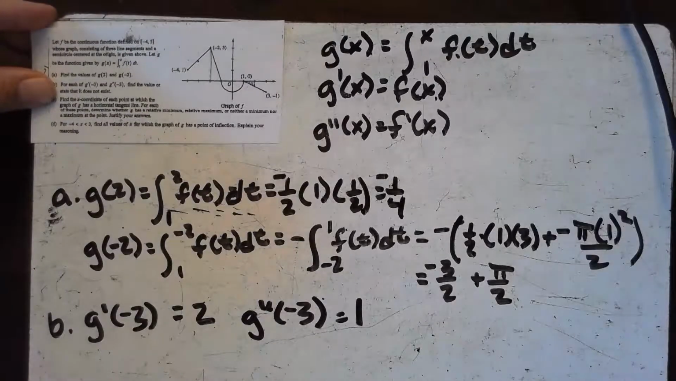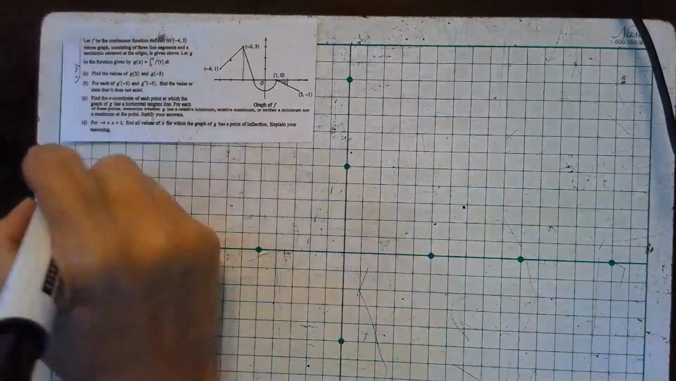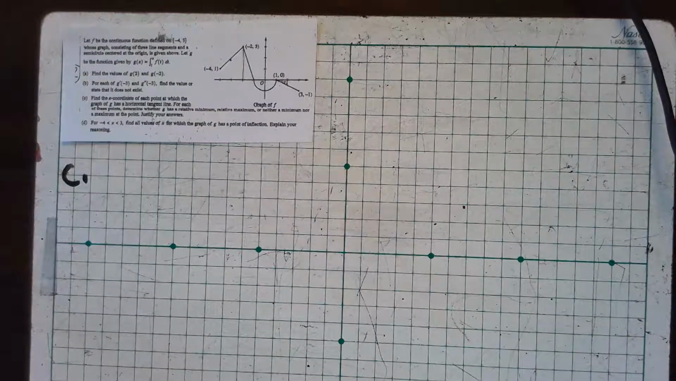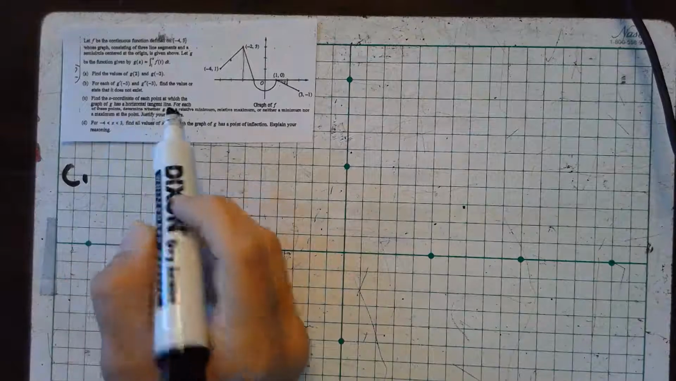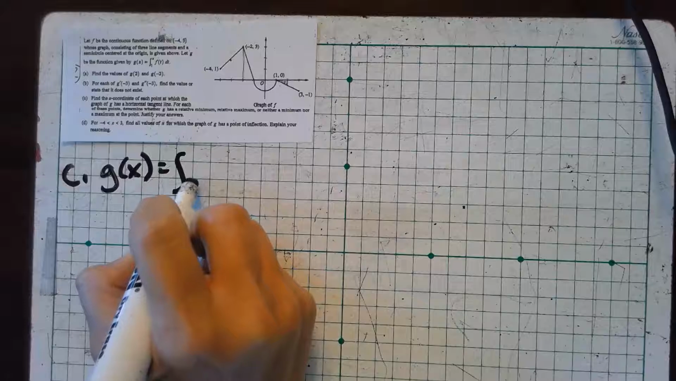Now, I'm going to flip over because I'm going to run out of room. Let's look at part C. Find the x-coordinate of each point at which the graph of g has a horizontal tangent line. For each of these points, determine whether g has a relative min, max, or neither. Okay, and justify your answers. Okay, let's look at it. G has a horizontal tangent. We'll think where g prime equals this right here.